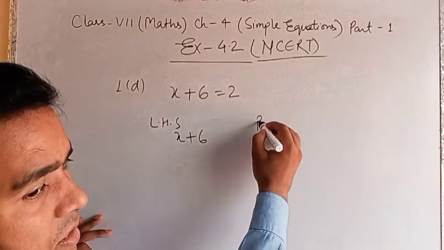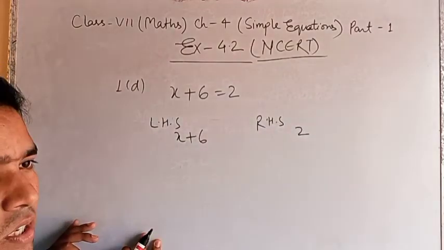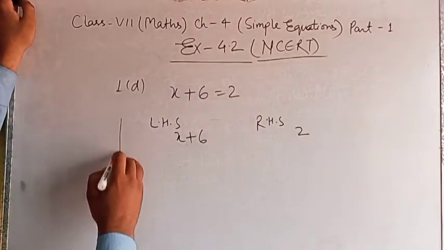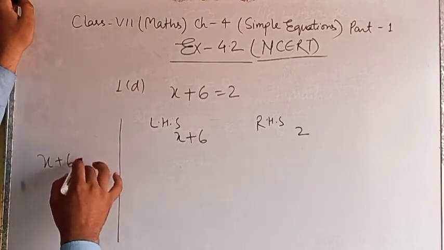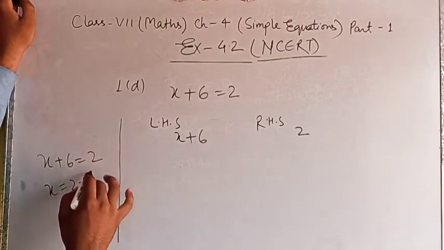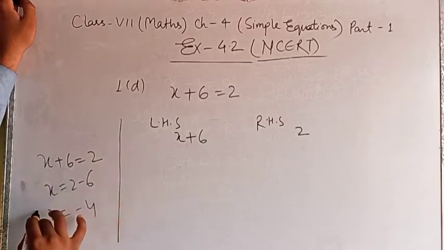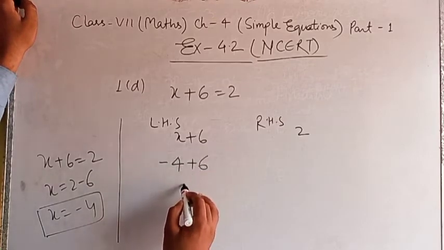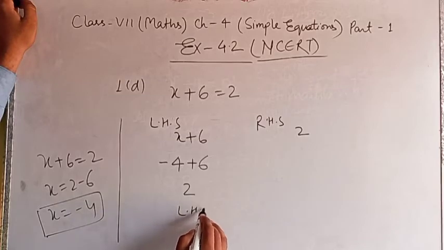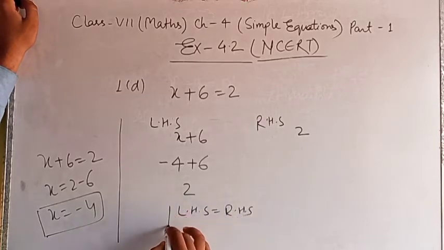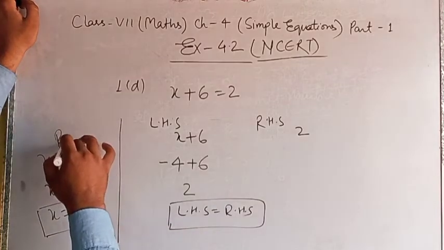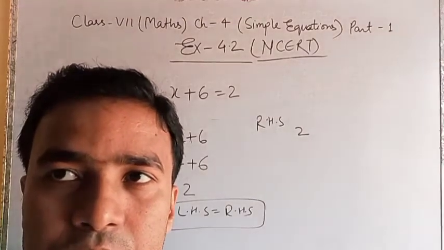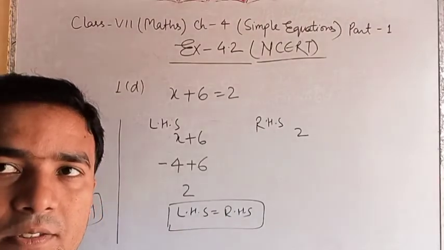Clear? Right hand side 2. Clear? X plus 6 equal to 2. To which number will you take x place? Suppose that you do not know, you can find it: x plus 6 equal to 2, then x equal to 2 minus 6, x equal to minus 4. Means if in x's place you take minus 4, then you will get 2. Clear? Then left hand side equals right hand side. You can find it from here. Note down this. You can do the rest of the questions like this.